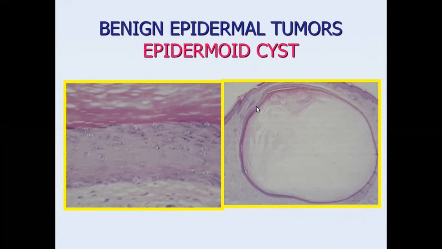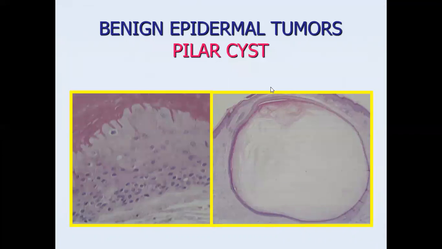So if the granular layer is present, then it is an epidermoid cyst, which is called a sebaceous cyst as a misnomer. Then there is a pilar cyst, which we see in the scalp, and here there is loss of the granular layer. From the keratin directly, the epidermis starts.